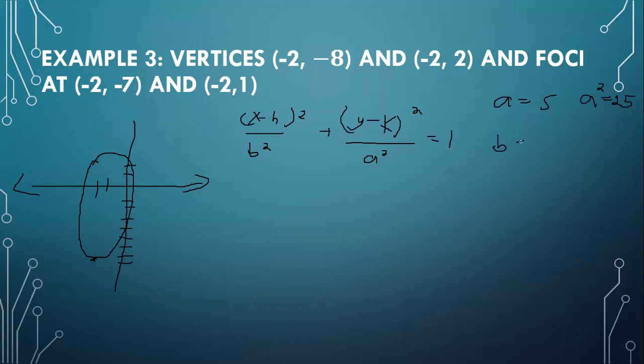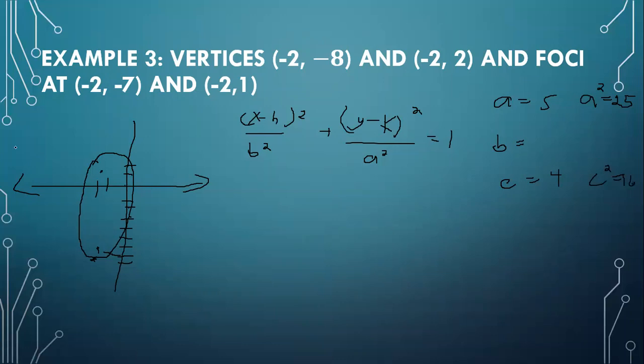For b, there is no given co-vertex, but we have our foci. The foci are at negative 2, negative 7. So from here, this is the focus. And then negative 2, positive 1. So this is the other focus. From focus 1 to focus 2: 1, 2, 3, 4, 5, 6, 7, 8. 8 divided by 2 is 4. So c squared is 16.